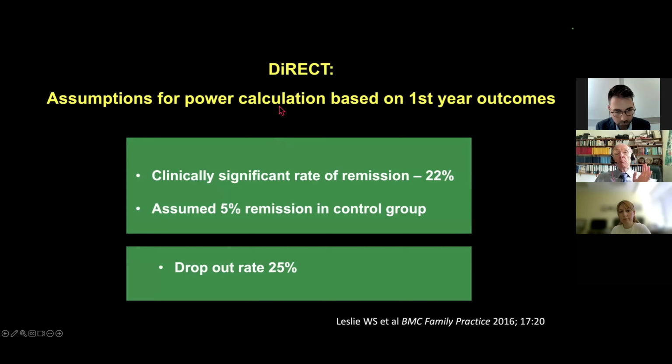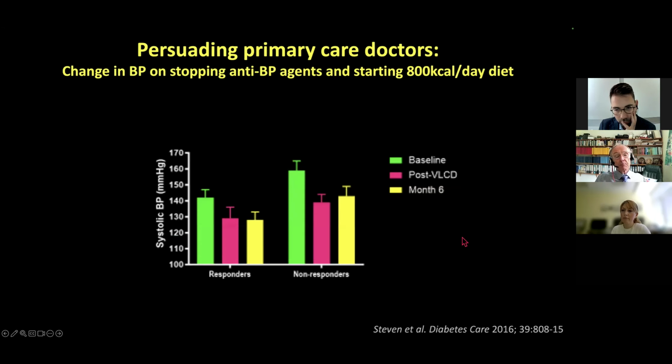Now, we've got to do some power calculations. How big should DiRECT be? Well, we worked on the basis that if we got a 22% rate of remission, then that would have a clinically useful effect. We assumed that 5% of the control group would find out they were in a weight loss study and go away and do it themselves. It happens. People just behave as humans very understandably. And we assumed a dropout rate of about 25%.